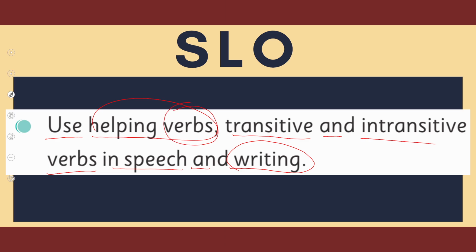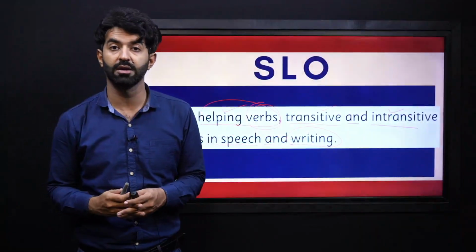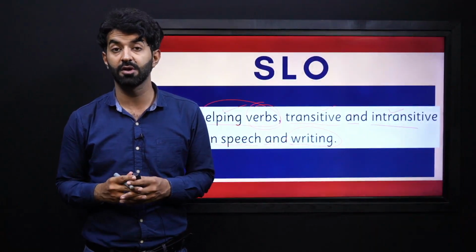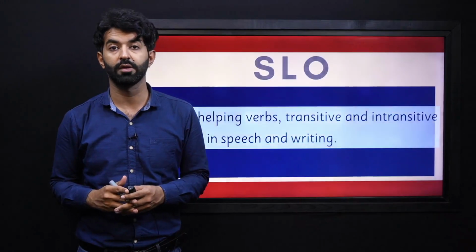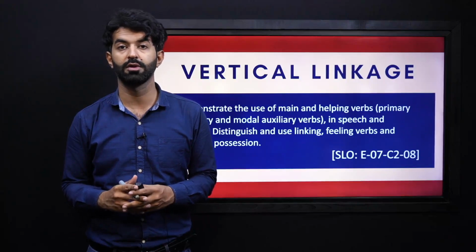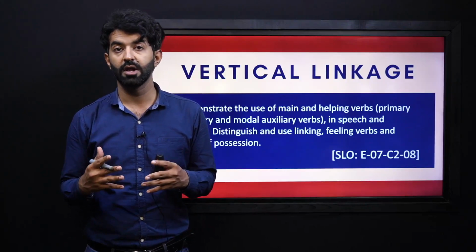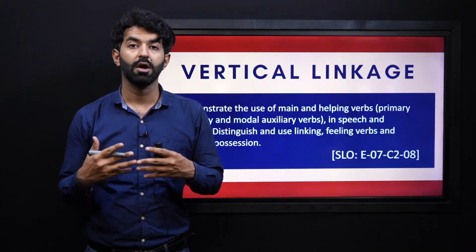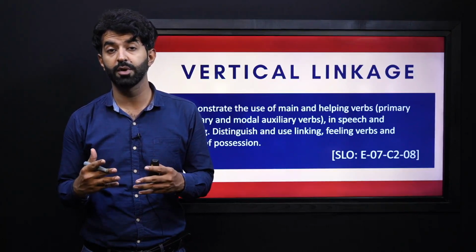Now there are different types of verbs. In this lesson, we will be looking at the helping verbs, which you also call auxiliary verbs, transitive and intransitive verbs, and we will be looking at them in both our speech and in our writing. It is as simple as it looks. Now we will be focusing on this one throughout the lesson. Here is a vertical linkage of our SLO with the previous grade. The SLO is linked. I hope that you have gone through it and you can retain information as much as you can.